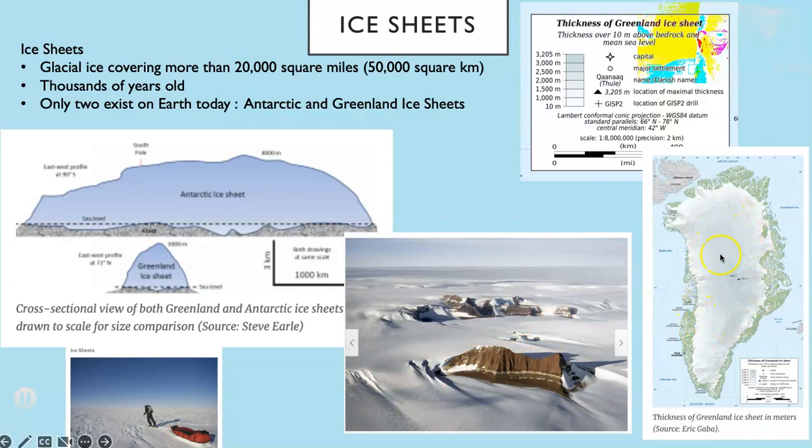This image over here is showing the thickness of the Greenland ice sheet, with the thickest being kind of in the center here at about 3,200 meters or 3.2 kilometers. So again, about 2 miles, and that is what's shown here. And then the ice gets thinner and thinner as you move farther away from the center. These are the thickness of ice.